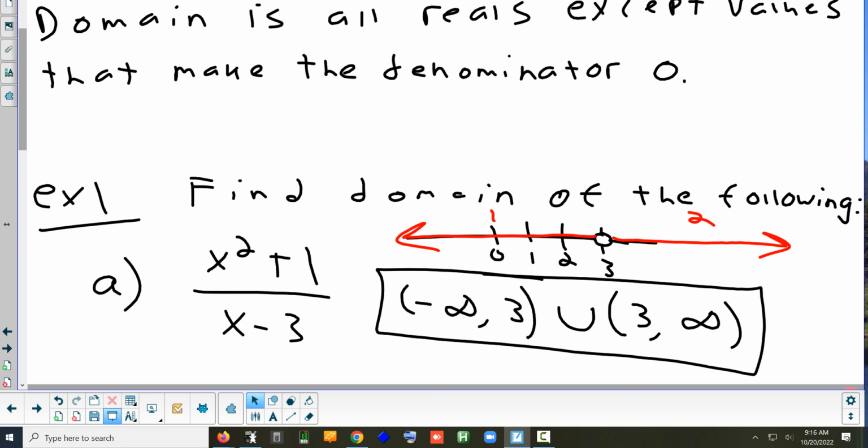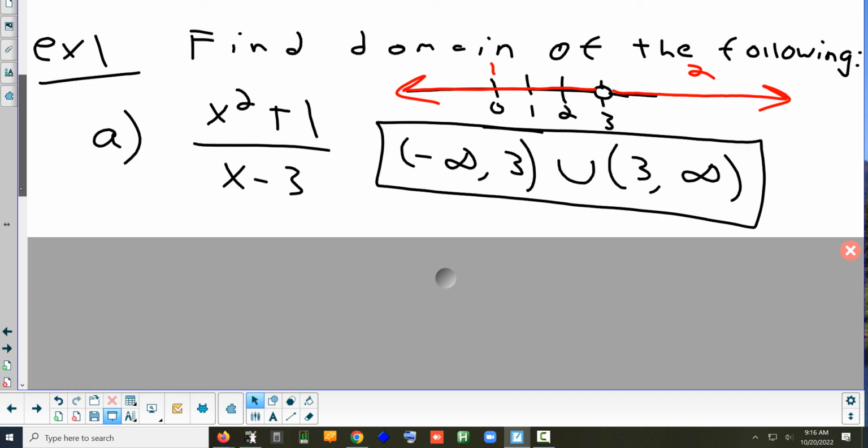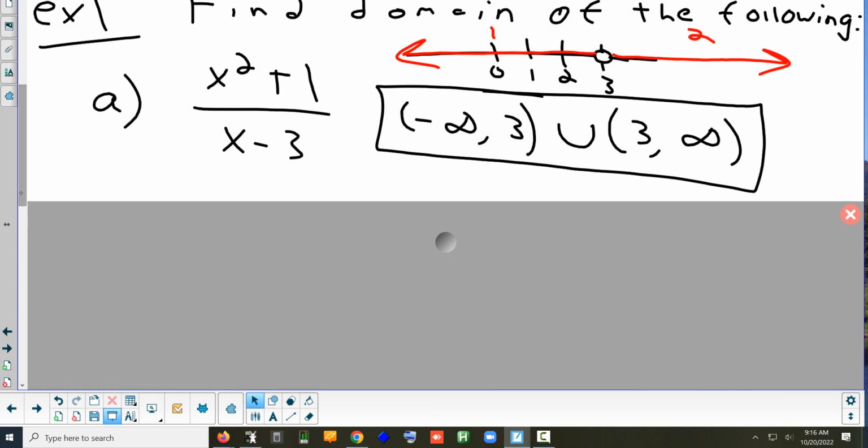Everything below the number 3 and everything above the number 3, but not the number 3. We use a bracket when you want to include a number. We use a parenthesis when you don't. Okay, questions on that? So all we're really doing is something we spent a lot of time on this week, finding the roots of an equation. Find the number that makes the denominator zero, and that's what you don't use.